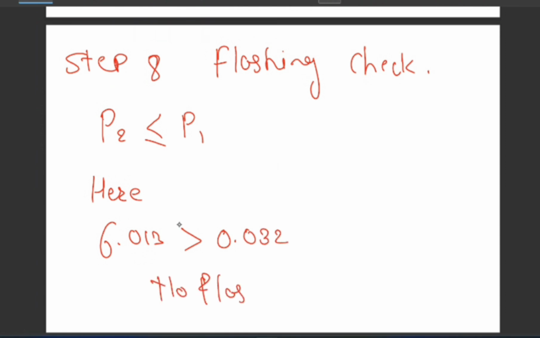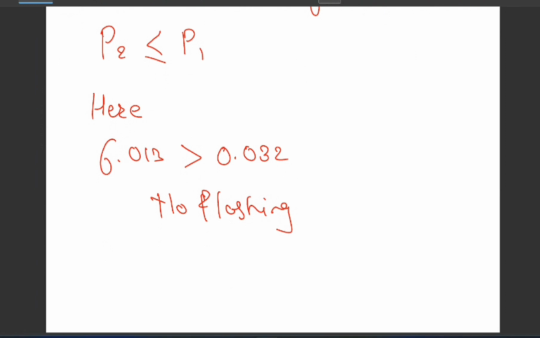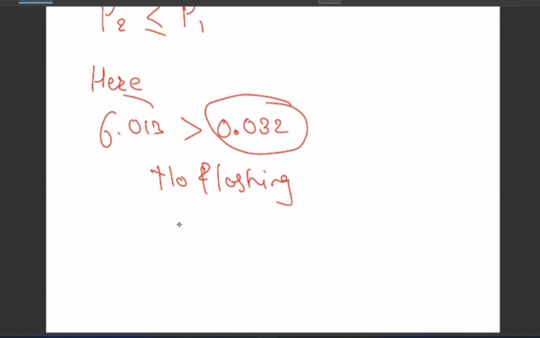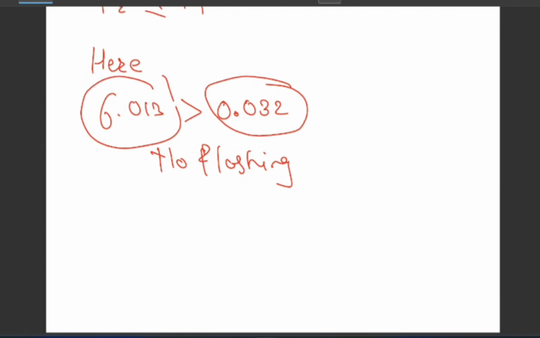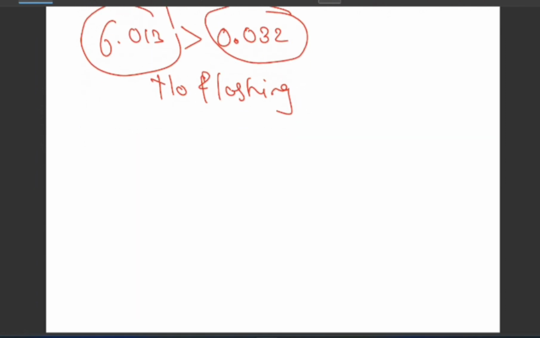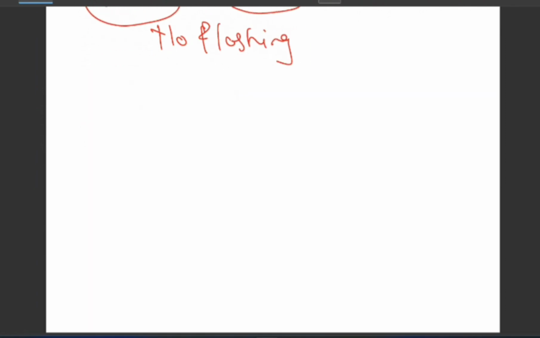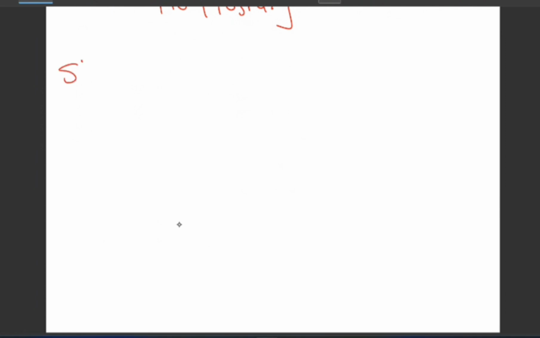The vapor pressure of water at 25 degrees Celsius is 0.032, and we have this one, 6.013. So no flashing is expected. Then choke flow, step 9.